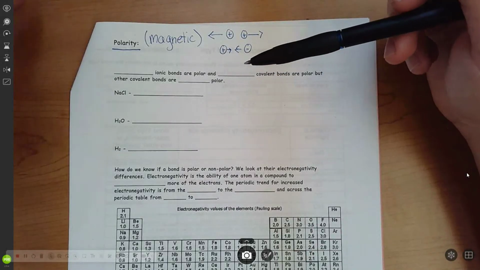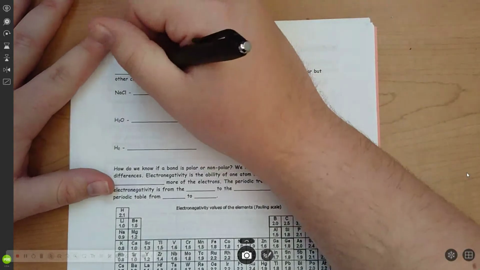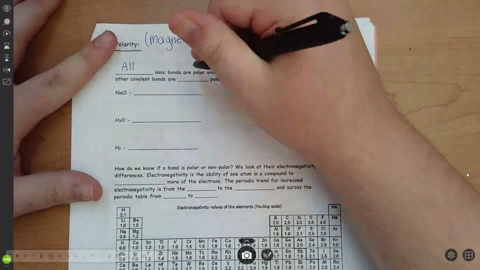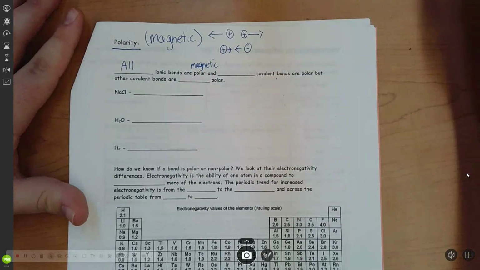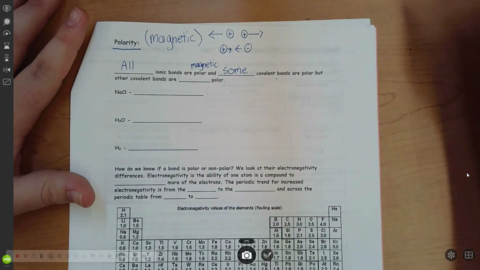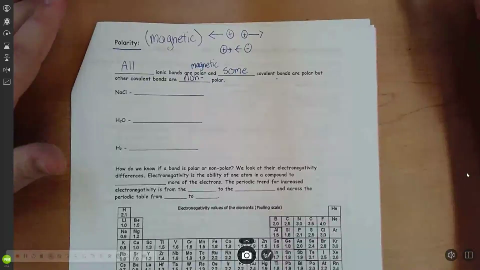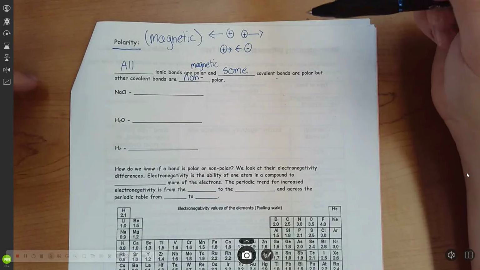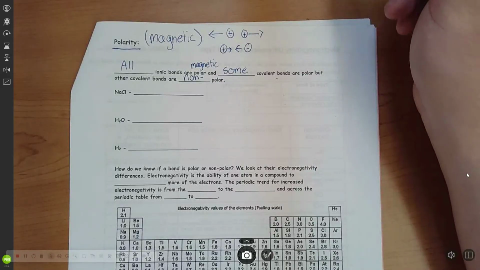Last time we learned about our two different types of bonds: ionic and covalent bonds. In this case, all ionic bonds are polar, meaning they are all magnetic. And some covalent bonds are polar, but other covalent bonds are going to be non-polar. So the gist here: all ionic bonds are polar, but only some covalent bonds are. And we'll take a look in just a second at how we can tell the difference between these.